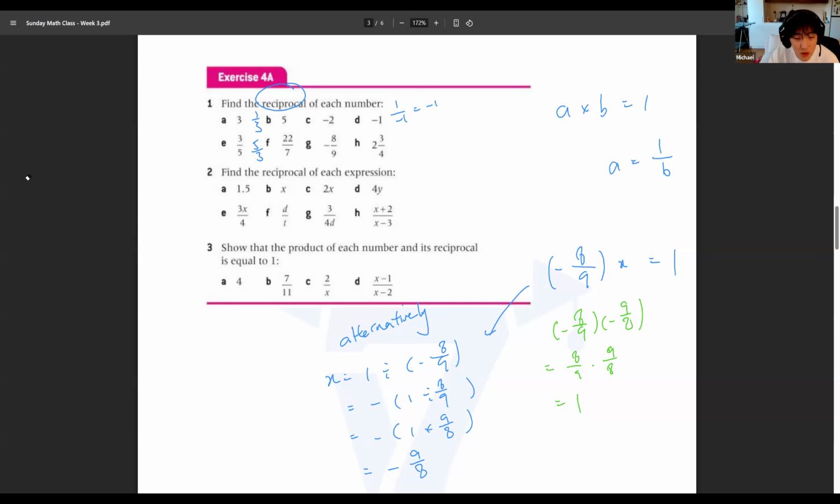1 over 4y, 4 over 3x, 3d over 3. And what about the last one? Wait, does this one need brackets as well? Technically, yes. If you don't write brackets, I will get what you mean, but technically you need brackets.